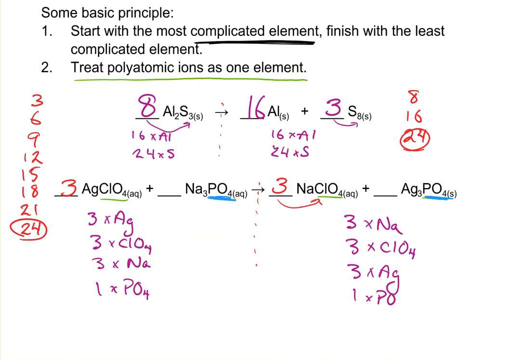So yeah, this is perfect. We've got one phosphate, one phosphate, 3 sodiums, 3 sodiums, 3 perchlorates, 3 perchlorates, 3 silvers, 3 silvers. Everything is perfectly balanced. And this was made a lot simpler because we treated polyatomic ions just as one element, and we just balanced that one element.